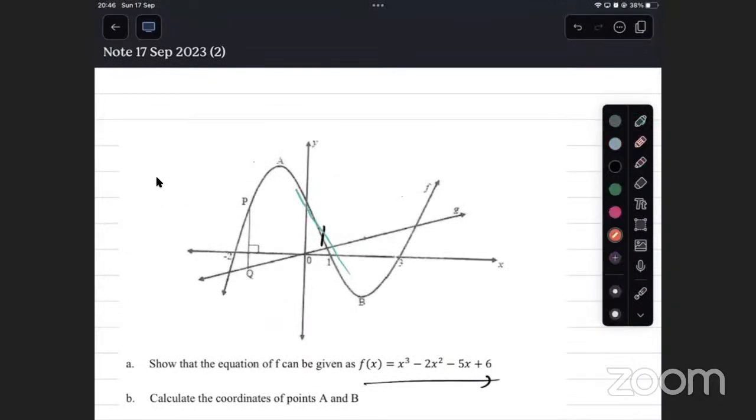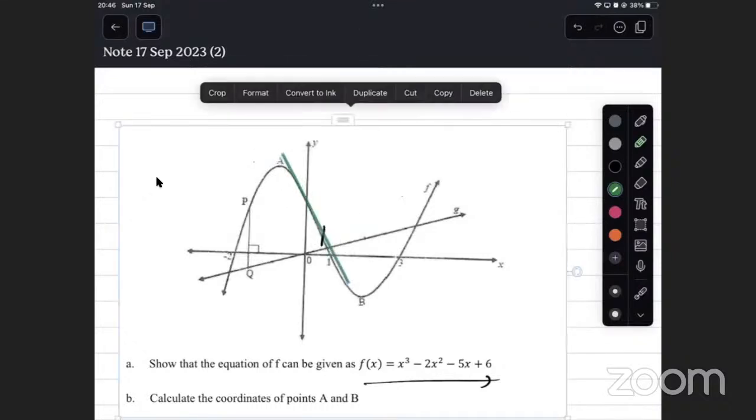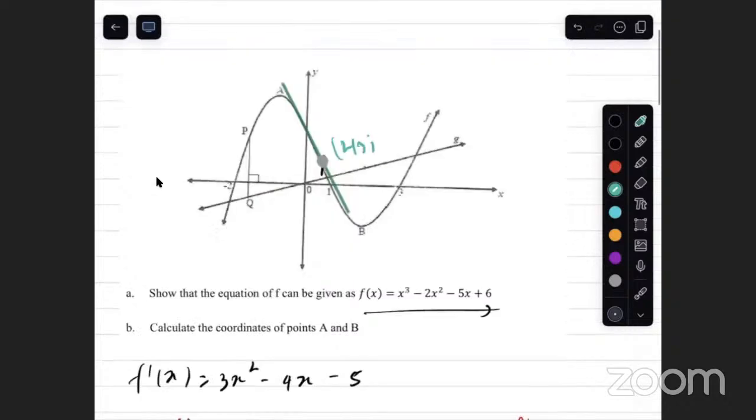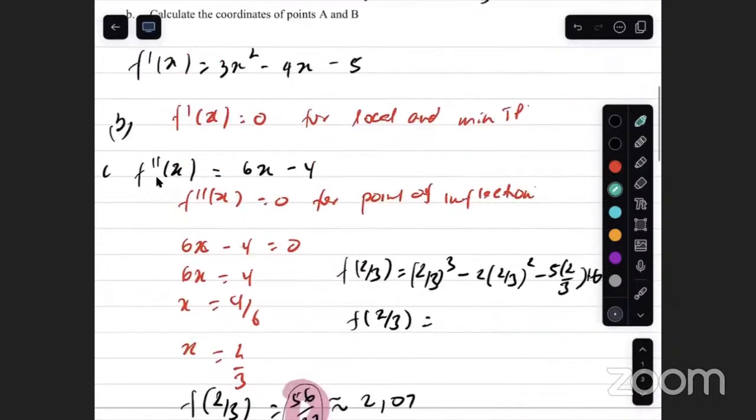Let me just try to find a pencil to do that. Our gradient will be doing that. All right, just so it can make sense. Let's say we have that one point at the point of inflection there. So here we should get our slope, or our m. To get our slope, we already know the point is 2/3 and 56/27.